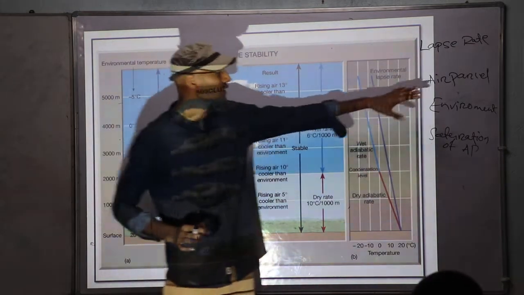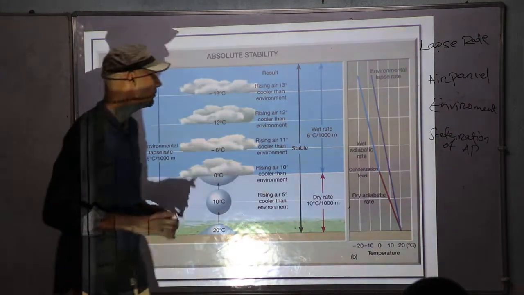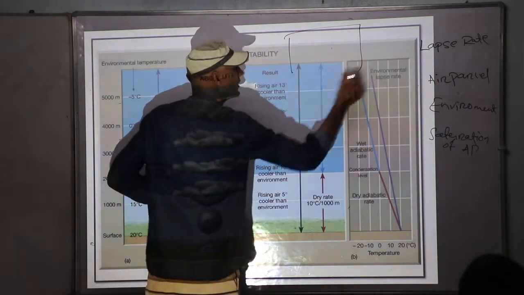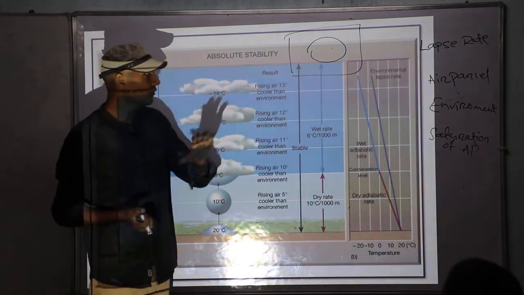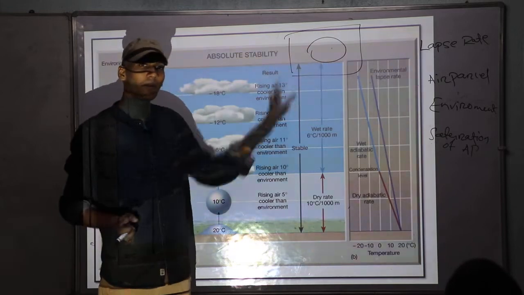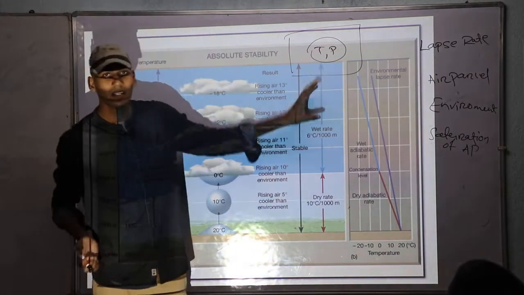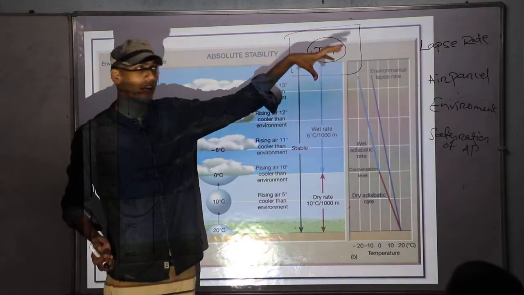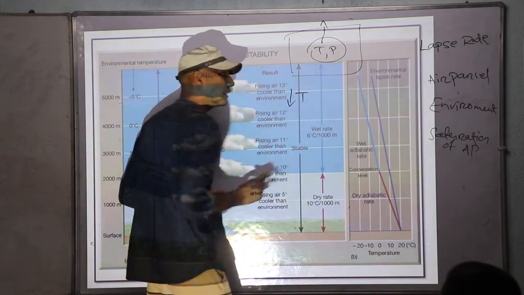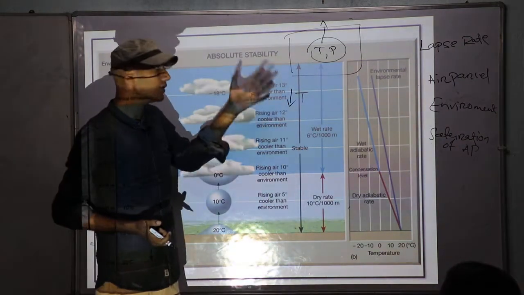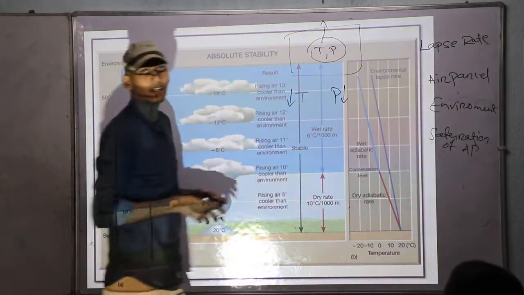So air parcel is something different than environment. Air parcel is a closed thermodynamic system. Let's say this is our atmosphere. We are considering an air parcel, that means a closed thermodynamic system on which we are applying our thermodynamic parameters like temperature and pressure. This air parcel, when it is rising, its temperature decreases, because at higher altitude the temperature will decrease. The pressure will also decrease on the air parcel.